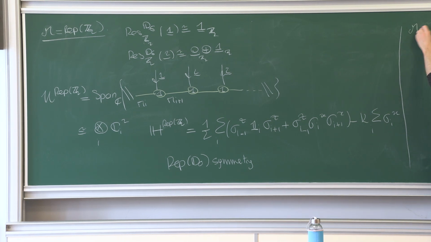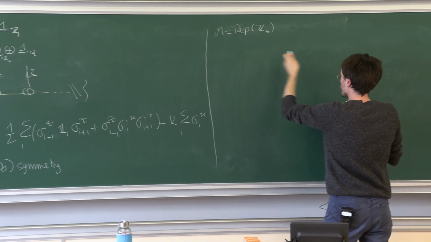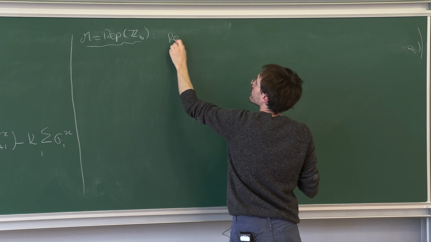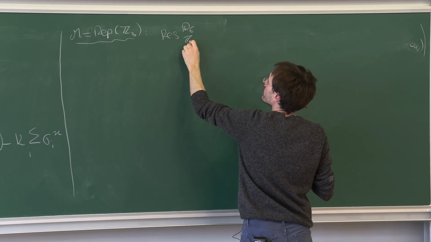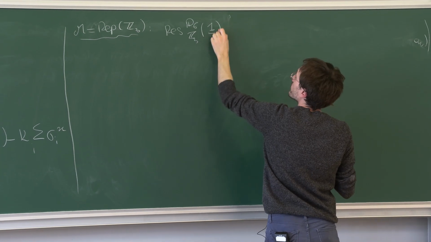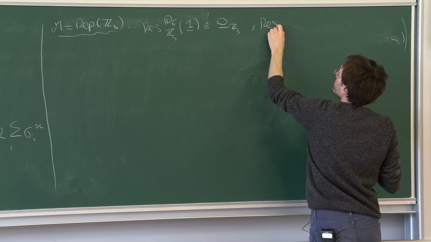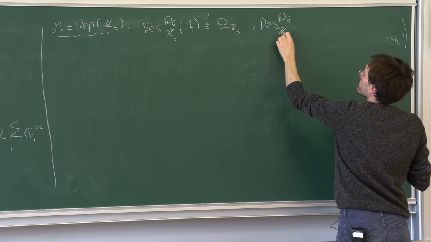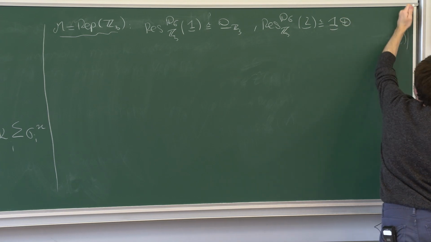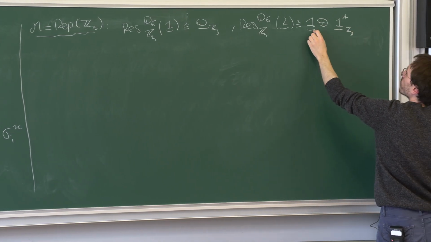And finally, the third example. I'm choosing rep Z3. Same, I need to give you the restrictions. The sign representation restricts to the trivial this time. And the two-dimensional one restricts to the two non-trivial representations of Z3, which I'm labeling 1 and 1 star.